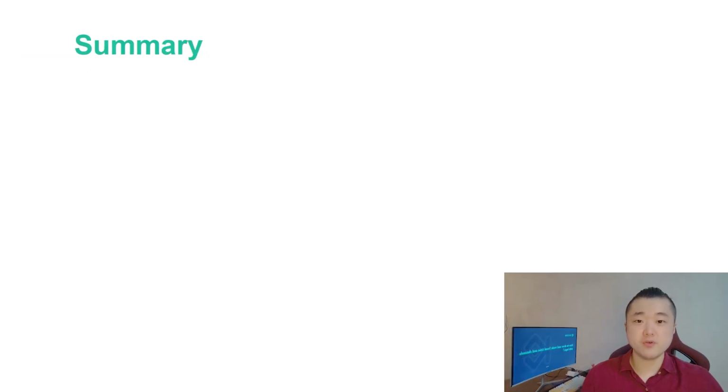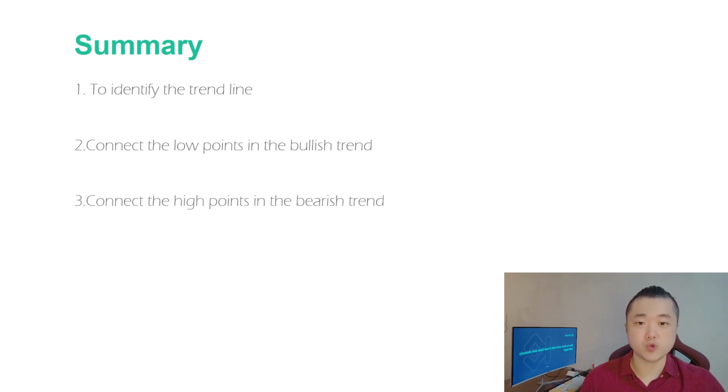At the end of this video, I have made a summary for you. In this session, we have furthermore completed the trend analysis. Before, we have learned how to identify the trend, and now we have learned how to draw the trend lines by connecting the high points or low points. Then we will have the bullish trend line and bearish trend line. In addition, we will get the trend channels by connecting both high points and low points.